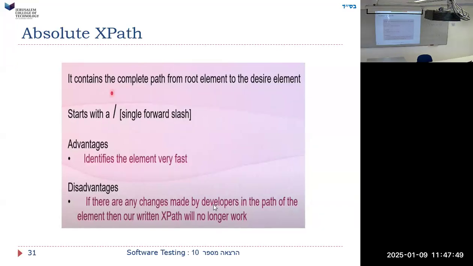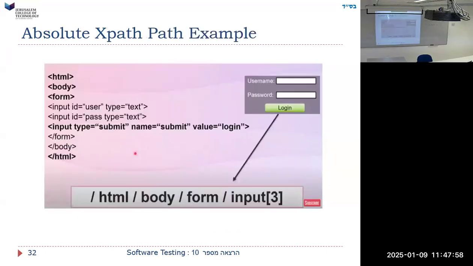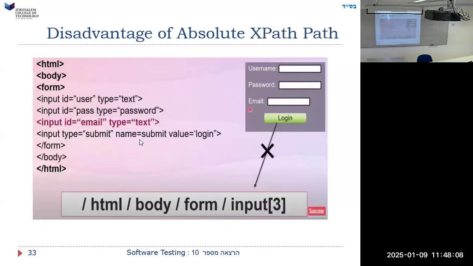Disadvantage: if there are changes made by the developers in the path of the element, then our XPath will no longer work. As they move things around, XPath doesn't work. I hope we have an example. Here's the XPath example. So HTML body form. Again, we want to try to get to this login button, because we want to press it.